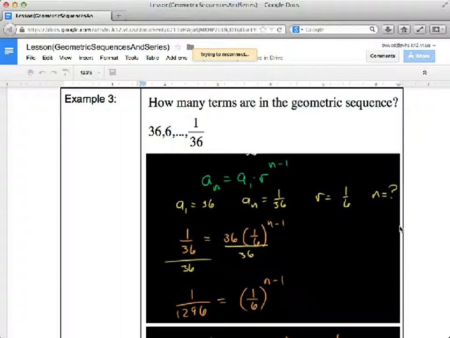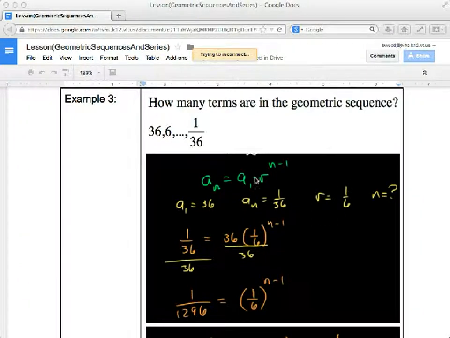So how many terms are in the geometric sequence? Well, this is the formula I'm looking for. I know the first term. I know the last term. I don't know what term it is, though. So n is the unknown to me. How could I have found r?